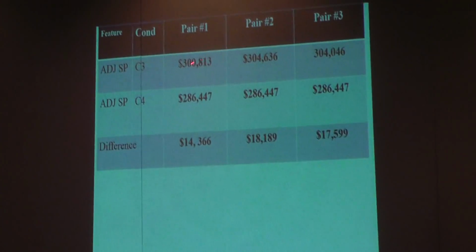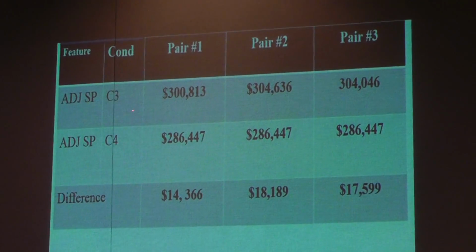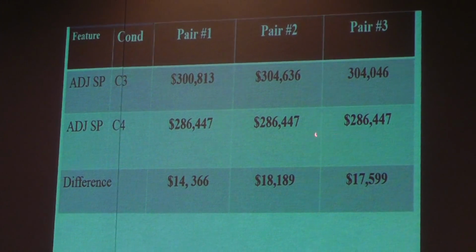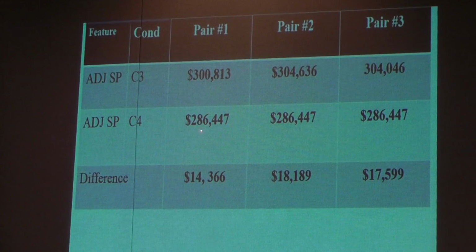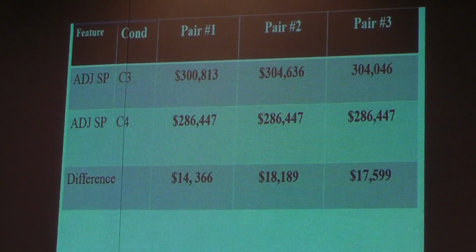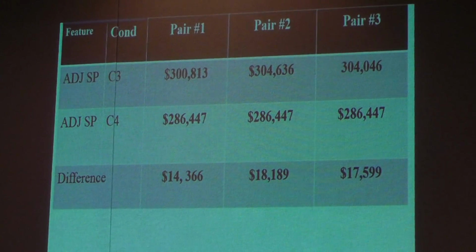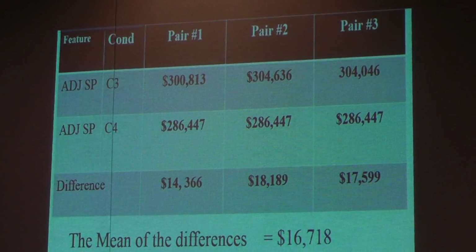So there's our 3 pairs of sales. There's the sales price for sale 1, and the adjusted sales prices for sales 1, 2, and 3. And there's the adjusted sales price, which is going to be the same for our C4 because we're using that in each one of them. So the difference, if you subtract, you get these differences. And then we've got to correlate those into a single amount we want to use.